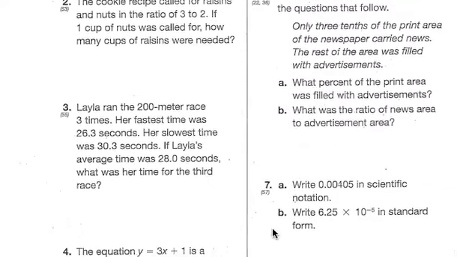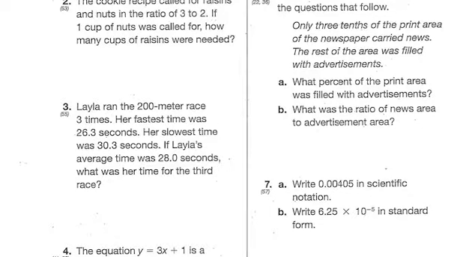Only 3/10 of the print area of the newspaper carried news. Okay, so 3/10 was news. That means the rest was ads. Wow. So what percent was filled with ads? Well, it's 7/10, but that's not a percent. So if we have 3/10, what's left? 10/10 minus 3/10 is 7/10. So as a percent filled with ads, you should have 70%. It's going to take me longer to write 70% than it is to figure out the problem.